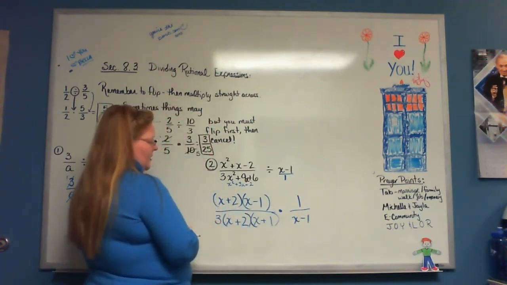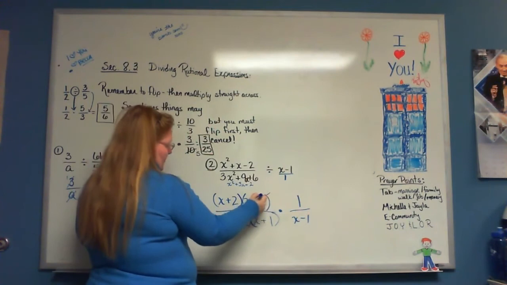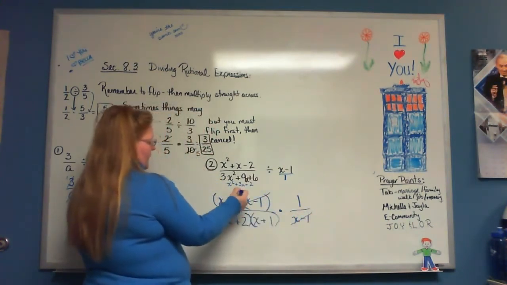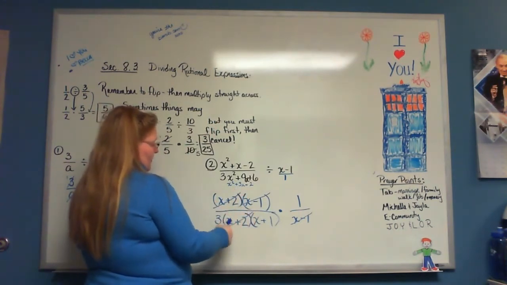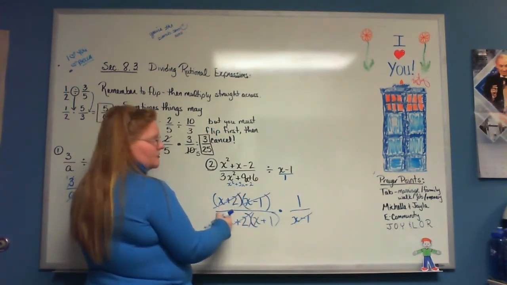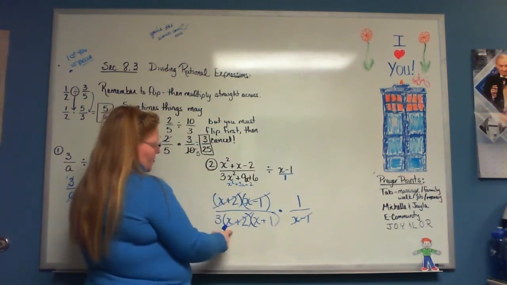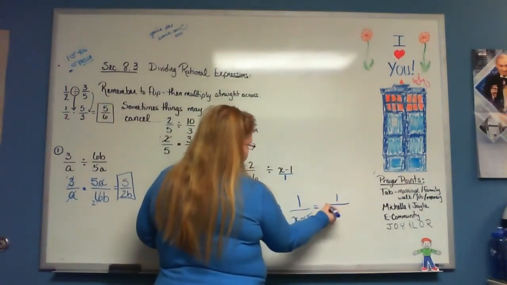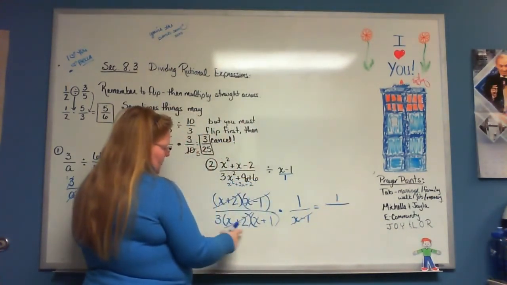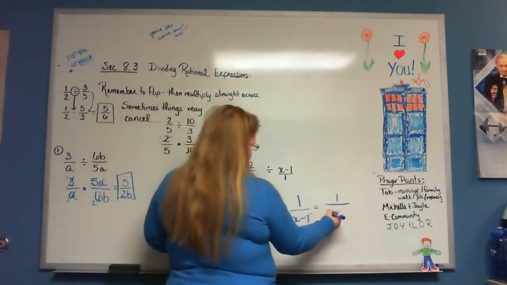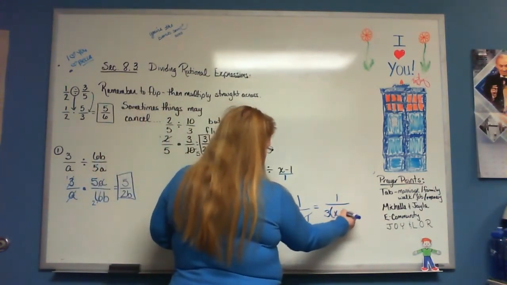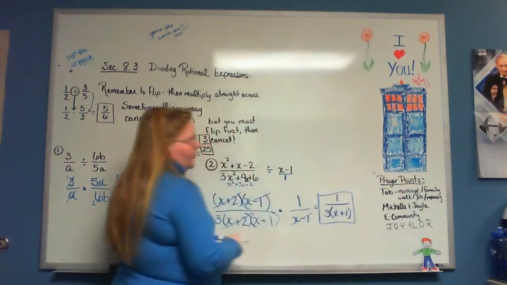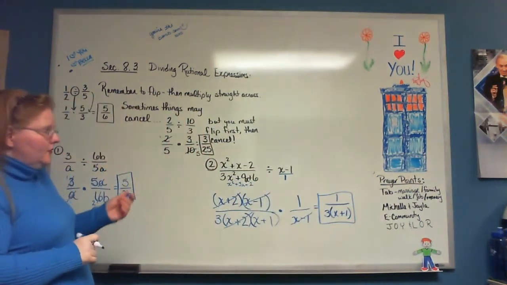So, do I have anything that can cancel out? Well, the x minus 1s cancel out. Anything else? The x plus 2s also cancel out. Even though it's something in the same fraction, doesn't matter as long as something's on top with something on the bottom. On top, that leaves me with a 1. On the bottom, that leaves me with 3 times x plus 1. No, you don't need to go ahead and multiply that back out. It's fine to leave it like that.